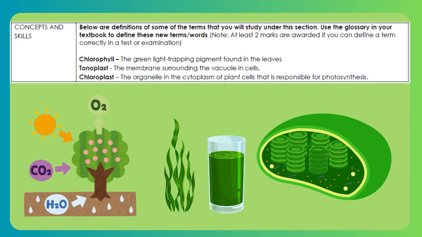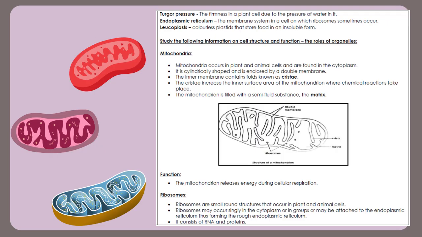Chlorophyll, the green light-trapping pigment found in the leaves. Tonoplast, the membrane surrounding the vacuole in cells. Chloroplast, the organelle in the cytoplasm of plant cells that is responsible for photosynthesis. Turgor pressure, the firmness in a plant cell due to the pressure of water in it. Endoplasmic reticulum, the membrane system in a cell on which ribosomes sometimes occur. Leucoplasts, colorless plastids that store food in an insoluble form.